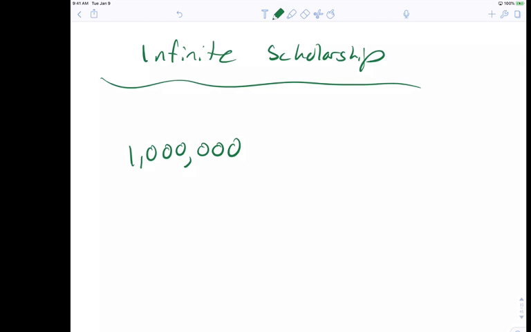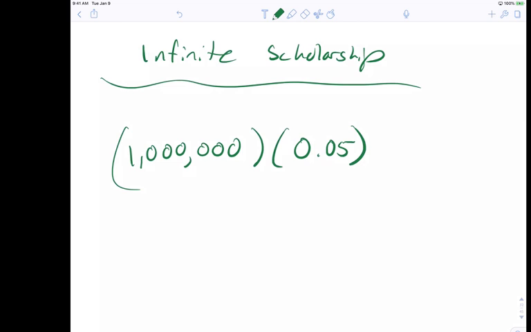Now, I don't know if they still have this account. I don't even know if these accounts still exist. But they had an interest-bearing account at simple interest. It had an interest rate of 5%. 5% as a decimal is 0.05.